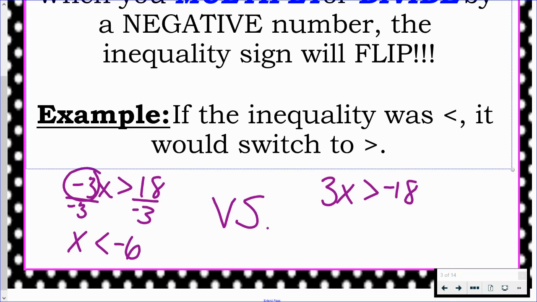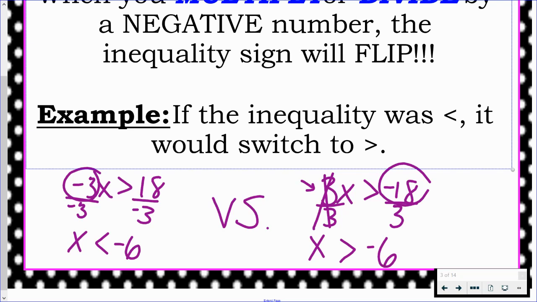Now I'm going to compare that to if I had 3x is greater than negative 18. One common mistake that I find each year is that students say, oh, look, this is a negative number, so let me flip my sign. It's not that situation, because this 3 attached to the x is positive, so there is no flipping of the sign. So then this would just be x is greater than negative 6. I just wanted to point that out.